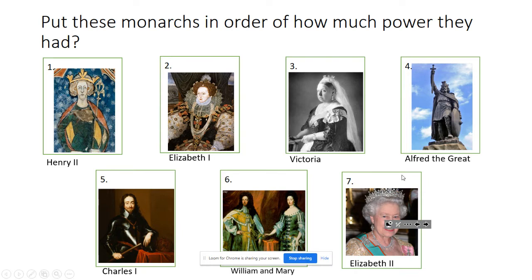And finally, Elizabeth II. Elizabeth II is very much a modern monarch. She doesn't have the power of her predecessors. The actual powers of the Queen have declined over the history of the monarchy, yet she is of huge national significance. So if we were ranking the importance of these people, Elizabeth would go higher up the list. But because it's just a simple question about power, that's what we have.